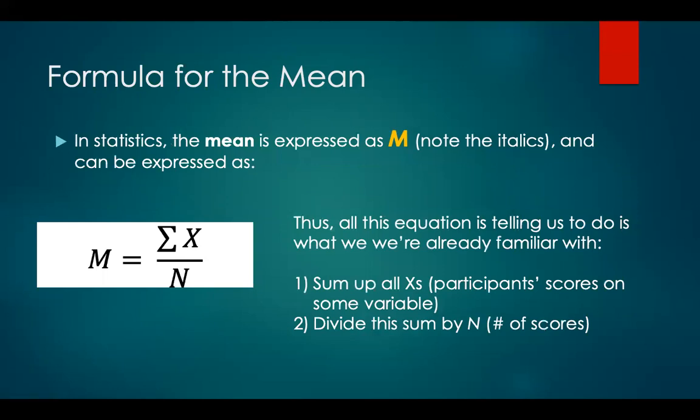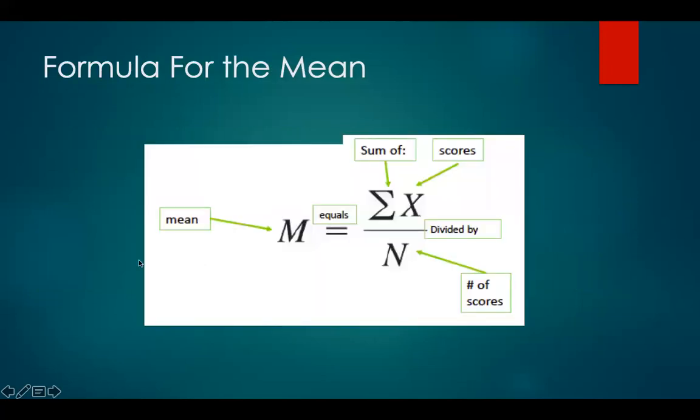Thus, all this equation is telling us to do is what we've already been familiar with for quite some time. Take the sum, sigma, of all x's, which are the participants' scores on some variable, and divide this by n, which is simply the number of scores. Right, so the mean equals the sum of the scores divided by the number of scores.